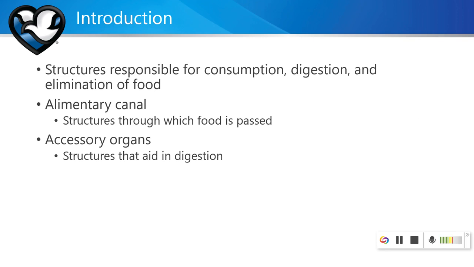So the gastrointestinal system, or GI system, is responsible for consumption, digestion, and elimination of food. And the structures of the GI system include an alimentary canal, which consists of the oral cavity, pharynx, esophagus, stomach, small intestine, large intestine, and anus. And the accessory organs include the salivary glands, liver, gallbladder, bile ducts, and pancreas. Disorders within the GI tract can lead to nutritional deficits and metabolic imbalances and can range from mild to life-threatening.